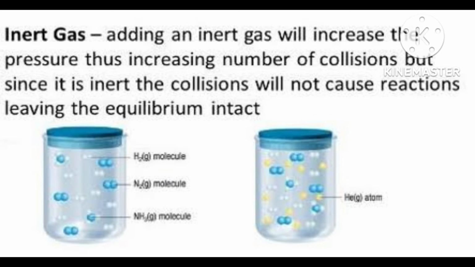Then 2NO2 gives N2O4, and it is again an exothermic reaction, minus 57.2 kilojoule per mole. Here also high temperature is not required. If the temperature increases, the equilibrium will shift to the left direction.